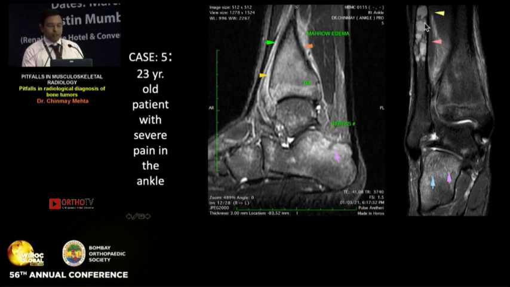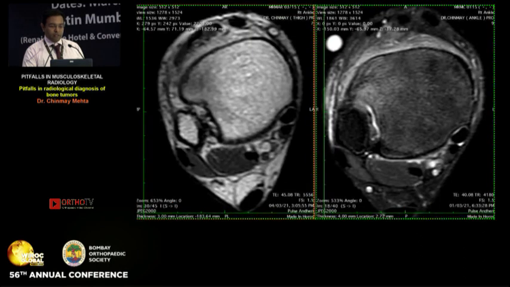This is the lesion in fibula. There's marrow edema in tibia. There's marrow edema in calcaneum. We don't see any stress fractures in tibia. So what is the reason for it? How do we proceed? Let's look at the CT images.